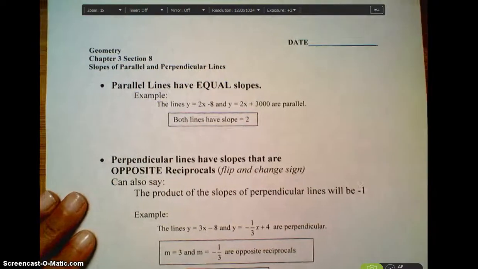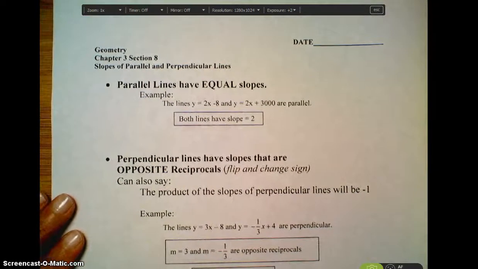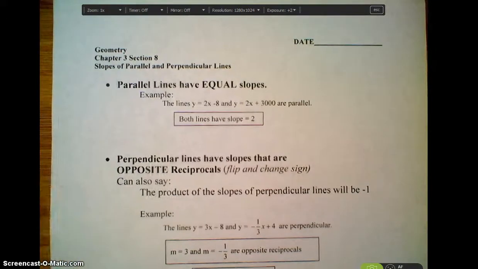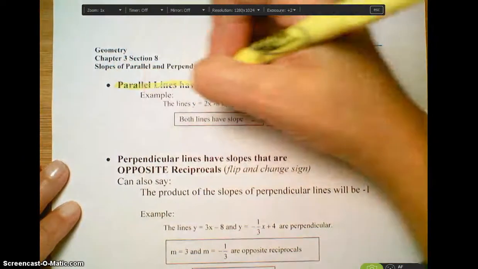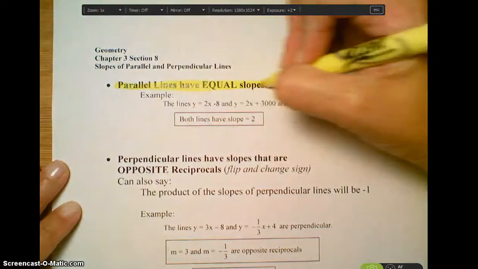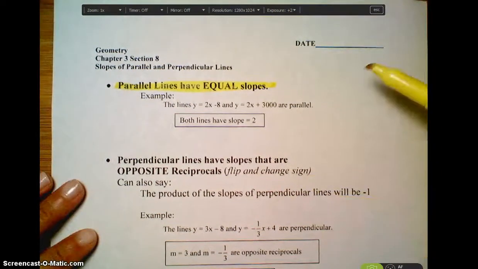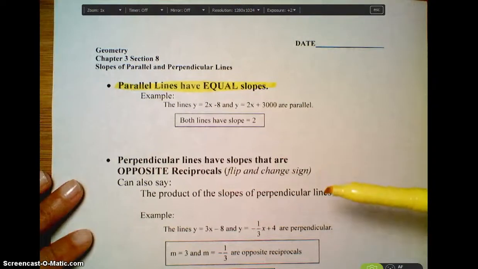Okay, we are talking about Chapter 3, Section 8, and in this section there's only a couple of concepts that are covered, and then we're going to do a few practice problems. The first one is that parallel lines have equal slopes. That's going to be an important factor, and when you look at a picture of parallel lines, it makes sense, since slope is the steepness of the line. When lines are parallel, they have the same steepness.